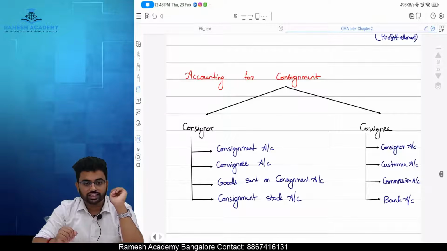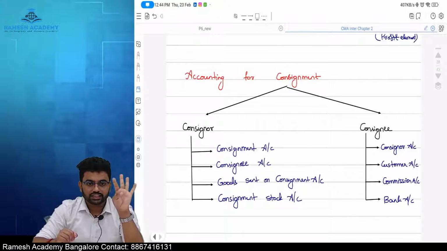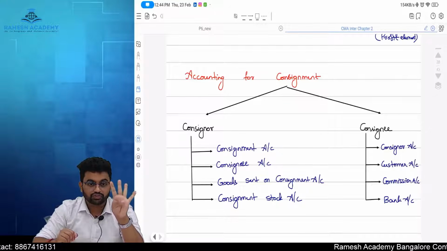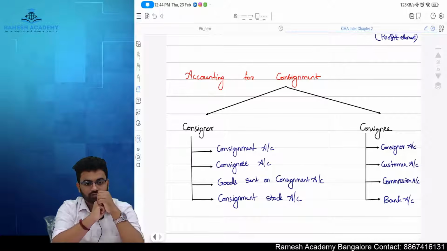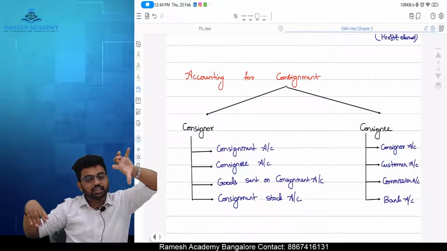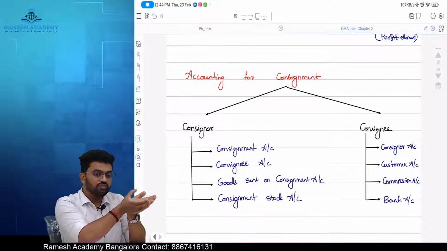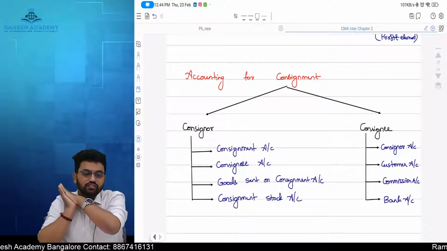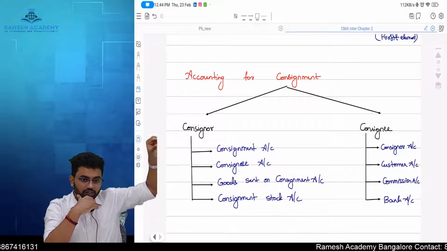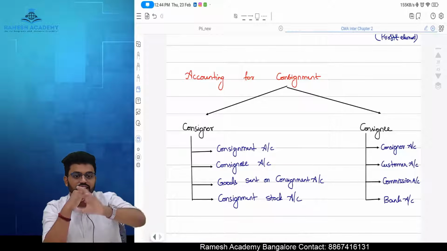Now comes accounting for consignment. There are two parties involved: one is the consignor, the other is the consignee. The consignor usually maintains four accounts relating to the consignment transaction. Generally for his business he will have normal accounts, but for a consignment he will keep separate books only. The final amount, net profit or net loss, will be transferred to the general P&L of the consignor. I repeat, for consignment we keep separate books and do all the transactions there. Later the end result of the consignment business will be transferred to the general P&L.